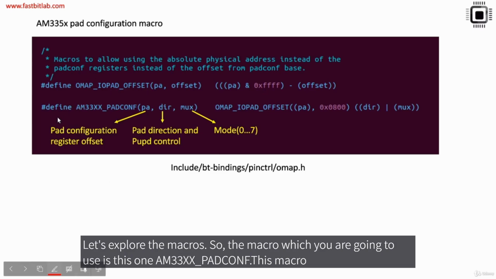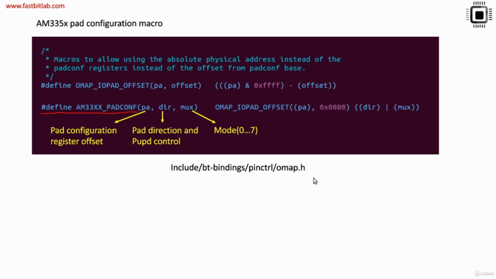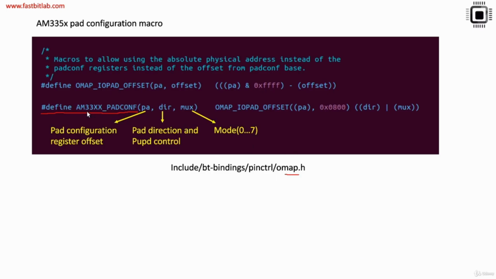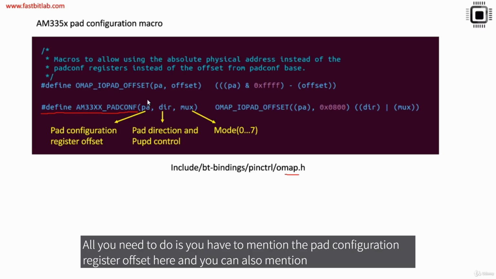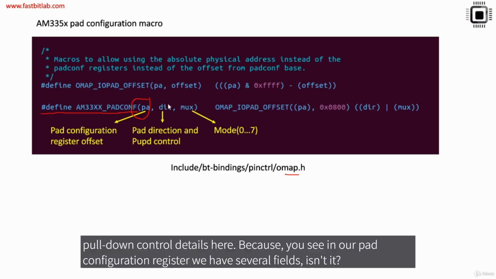The macro which you are going to use is this one, AM33XX_PADCONF. This macro you can find in include/dt-bindings/pinctrl/omap.h. This is specific to the OMAP family of SoCs. All you need to do is mention the pad configuration register offset here, and you can also mention the direction and pull-up pull-down control details here, because you see in our pad configuration register we have several fields, isn't it?